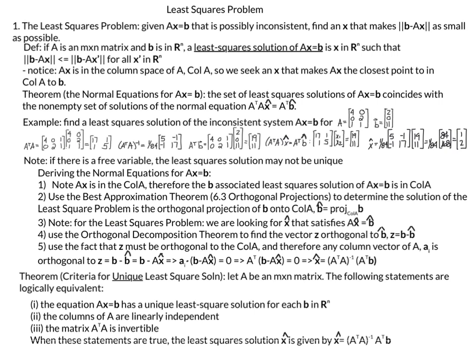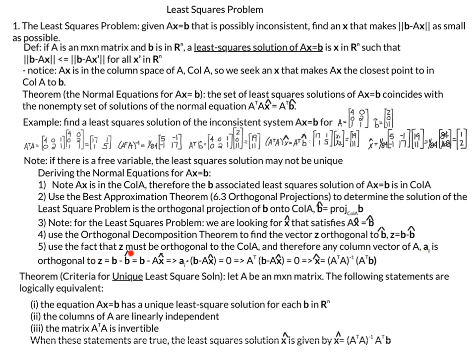Next, we're going to note that for the least squares problem, we are looking for x hat that satisfies A x hat equals b hat, where b hat is the projection of b onto the column space of A, this b hat here. Then we're going to use the orthogonal decomposition theorem to find a vector z orthogonal to b hat. And from this chapter, also 6.3, we found that z is equal to b minus b hat. That means z is orthogonal to the column space of A, and therefore any column vector of A, such as a sub i, is orthogonal to z.